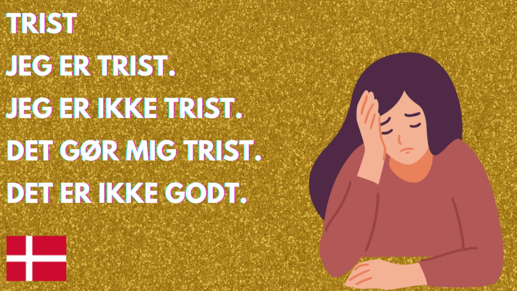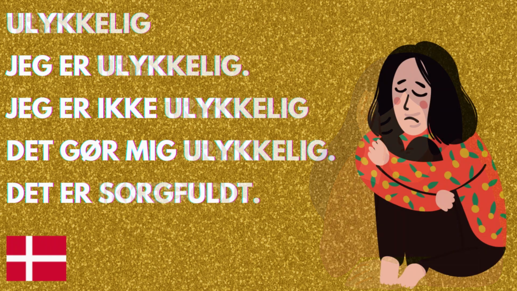Notice how I'm sort of reading them in a slowed version and a more normal version. All of these examples, when I say the words jeg er, in natural spoken Danish, you would sort of blend the two words to jeg er. And the same with the last example here, det er becomes der. Ikke becomes ik, der ik, det er ikke godt. So you can see almost those first three words get blended into one. So yeah, listen for this as we go through the rest of the examples.